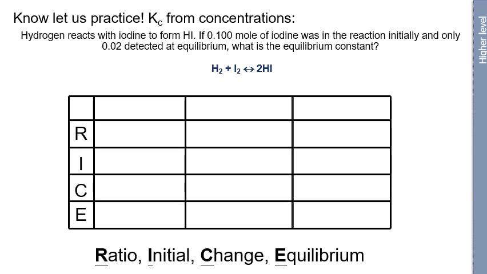So for hydrogen, obviously a 1-to-1 molar ratio. You've got iodine and you've got the hydrogen iodide. So the initial concentration of the hydrogen will be the same as the initial concentration of the iodine, so it's going to be 1 mole, and 1 mole. So a 1-to-1 ratio. And that's going to make 2 moles of HI.